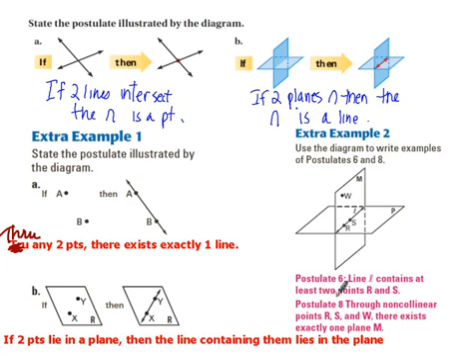Postulate 6, we can say that line L contains at least 2 points R and S. Postulate 8, we can say that through non-collinear points, there exists exactly one plane. We have non-collinear points, we have one plane.